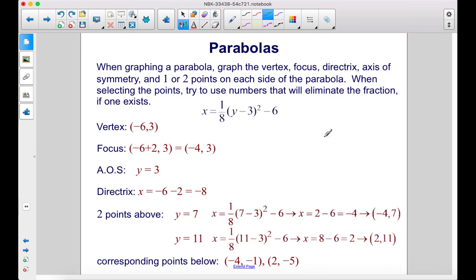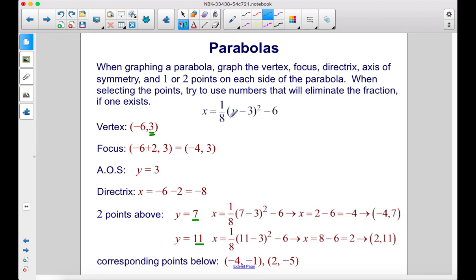When graphing a parabola, graph the vertex, focus, directrix, axis of symmetry, and 1 or 2 points on each side of the parabola. When selecting the points, try to use numbers that will eliminate the fraction if one exists. Alright, so since our vertex is at -6, 3, our y value is 3, let's pick 2 points above on the parabola and 2 points below. So we're going to add 4 to this y value, and we get 7. And if we add 4 more, we get 11.